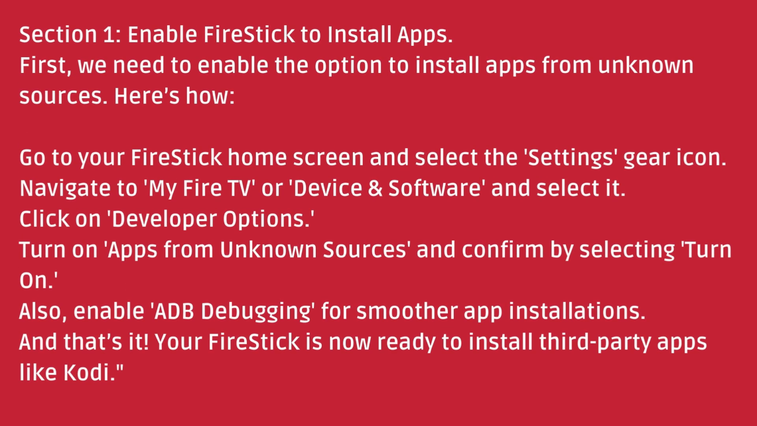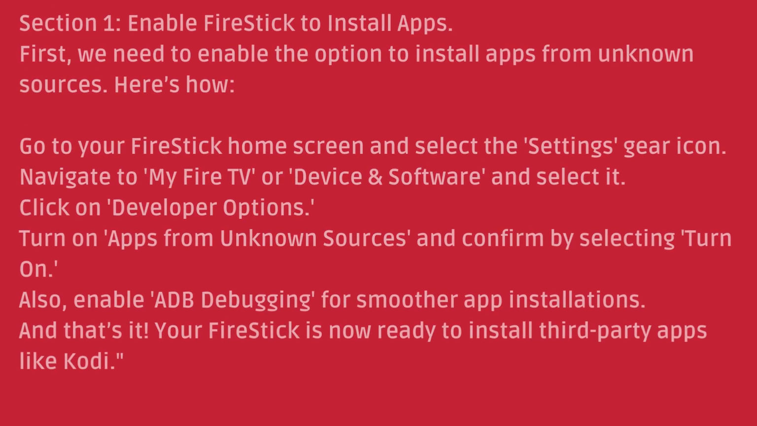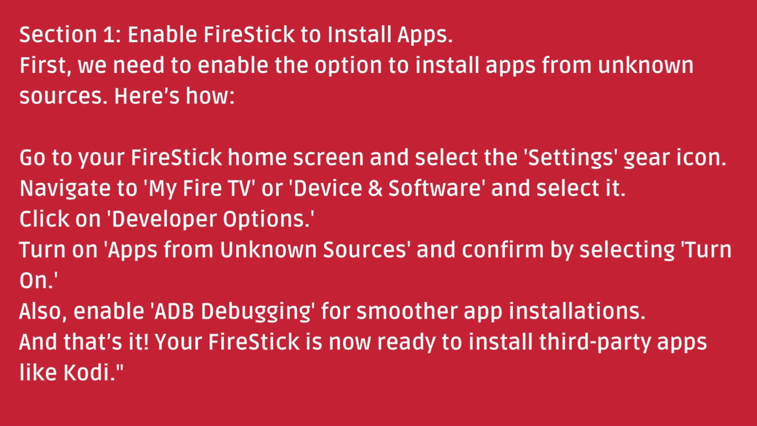Navigate to My Fire TV or Device and Software and select it. Click on Developer Options. Turn on Apps from Unknown Sources and confirm by selecting Turn On. Also, enable ADB debugging for smoother app installations. And that's it. Your FireStick is now ready to install third-party apps like Kodi.